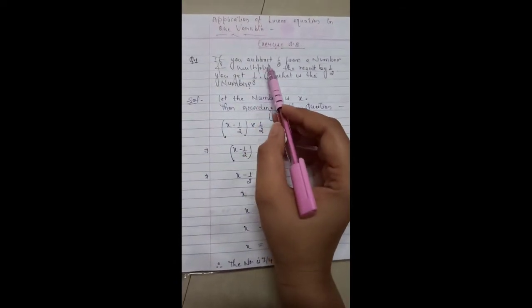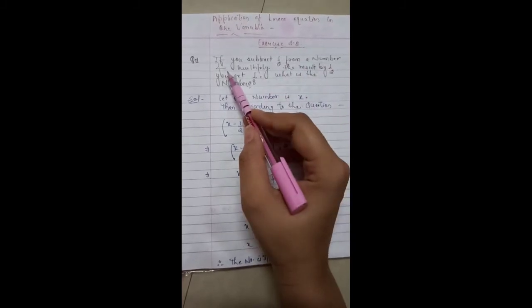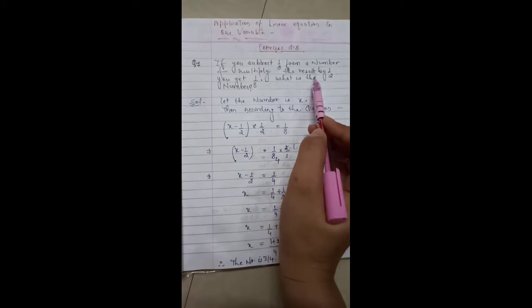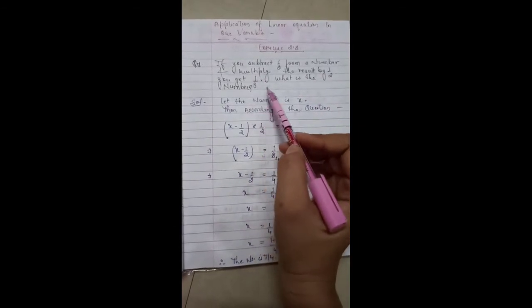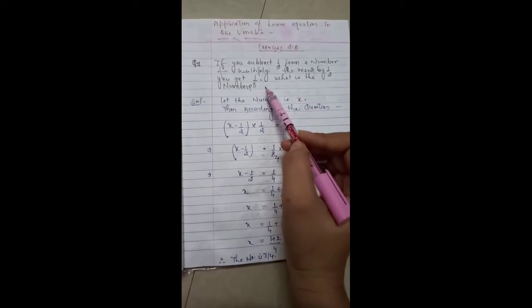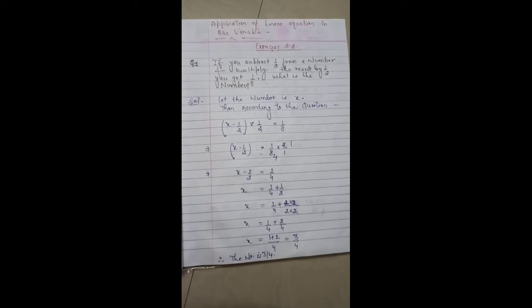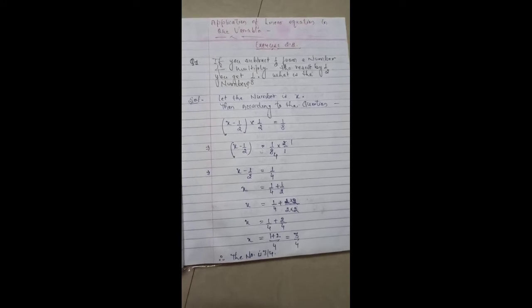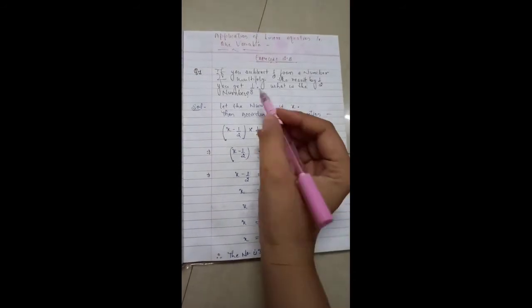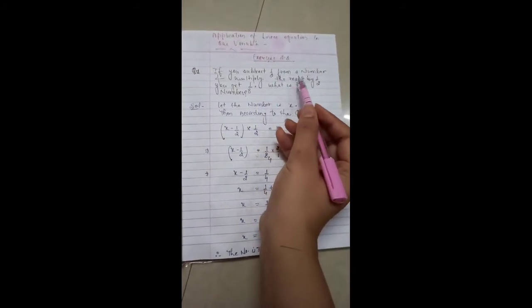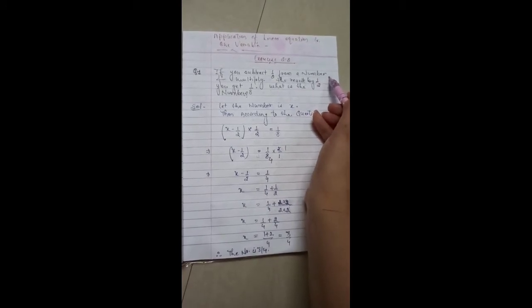If you subtract half from a number and multiply the result by half, you get 1 by 8, then what is the number? Before starting the solution, it is very necessary that you understand the question properly. Here it is given, if you subtract half from a number, you don't know the number, okay?